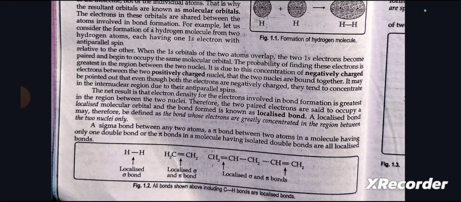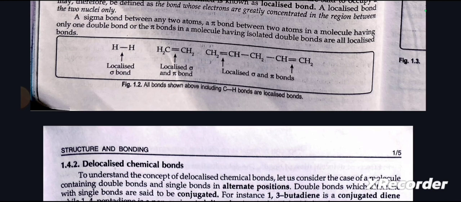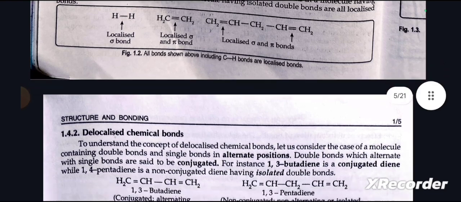A localized bond may therefore be defined as a bond whose electrons are greatly concentrated in the region between the two nuclei only. A sigma bond between any two atoms, a pi bond between two atoms in a molecule having only one double bond, or the pi bond in a molecule having isolated double bonds are also localized bonds. All bonds shown above, including C-H bonds, are localized bonds. CH2=CH2, CH2=CH-CH2-CH=CH2: localized pi and sigma bonds.